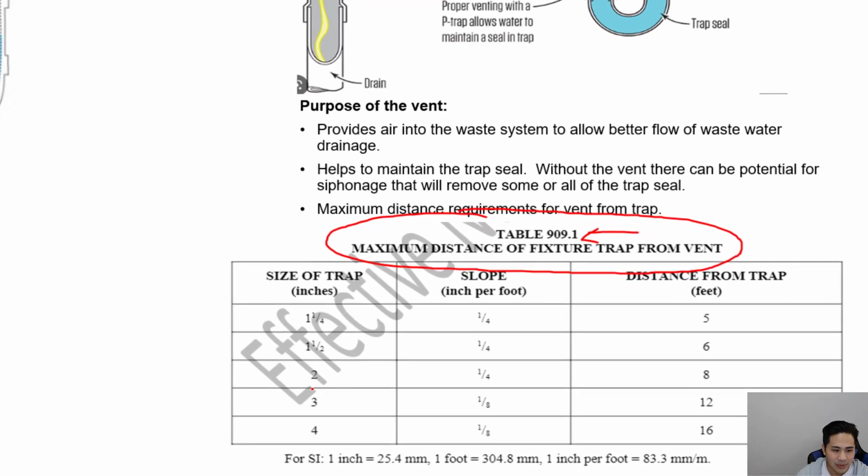So the maximum distance from here to the vent, this distance here, the maximum is given by this table here. So for example, if you have a 2-inch trap and the slope of the waste is 1/4 inch per foot, the maximum distance from the P-trap to the vent can be 8 feet.